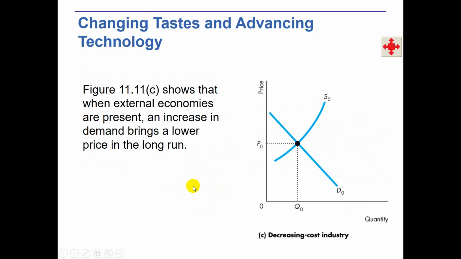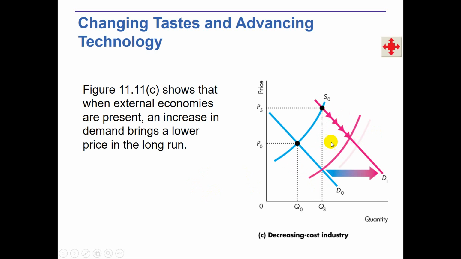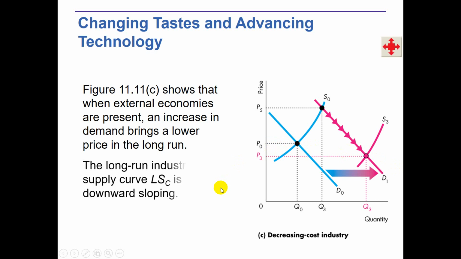This figure shows that when external economies are present, an increase in demand brings a lower price in the long run. Because of these external economies, more is supplied to the market. So the new equilibrium is below the previous one, and the price has reduced from the earlier equilibrium price. So the long run industry supply curve is downward sloping. You see here, this is the long run industry supply curve, which is downward sloping.